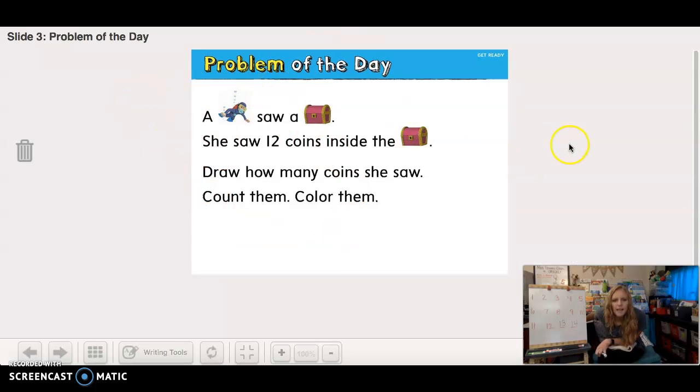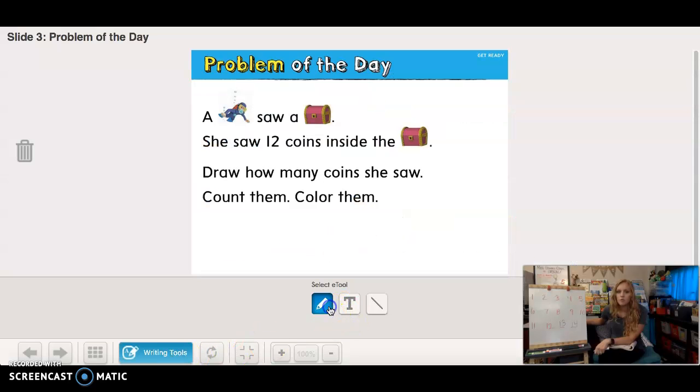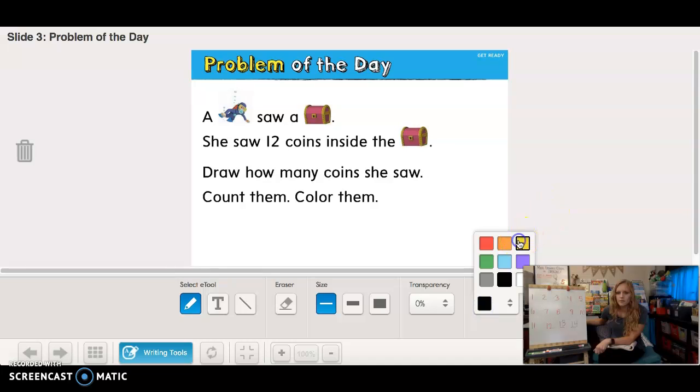I think this is a scuba diver who saw a treasure chest. She saw 12 coins inside the chest. Draw how many coins she saw, count them, and color them. All right, so she saw 12 coins in there. So let's draw that 12 and see what it looks like, okay?